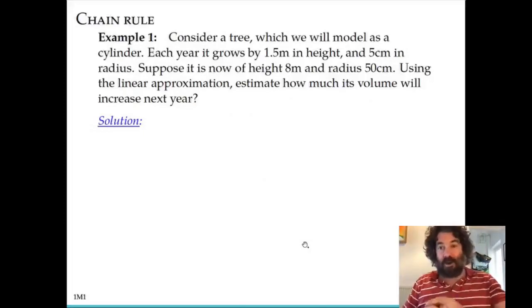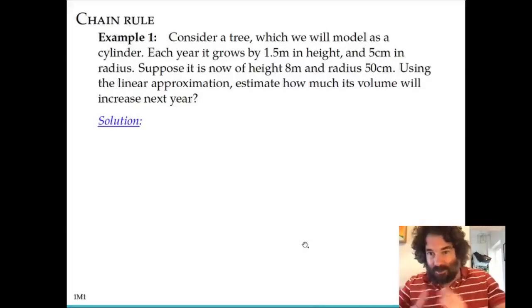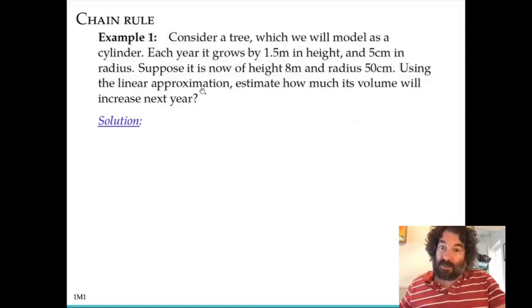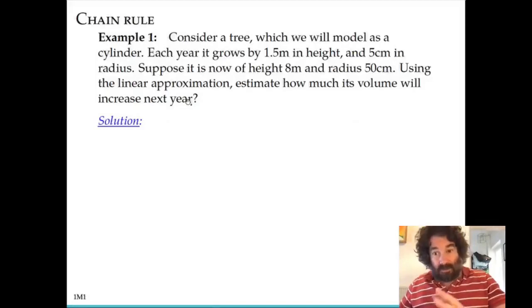We're going to model a tree as a cylinder, which is an idealization, of course. And it grows by a certain amount. Its height changes a certain amount each year, and its radius changes. And we want to know the change in the volume. So the volume depends on the height and the radius. And these two variables, height and radius, each change by a certain amount.